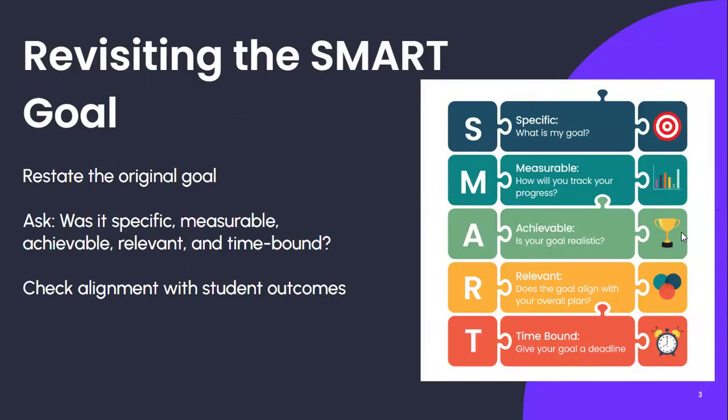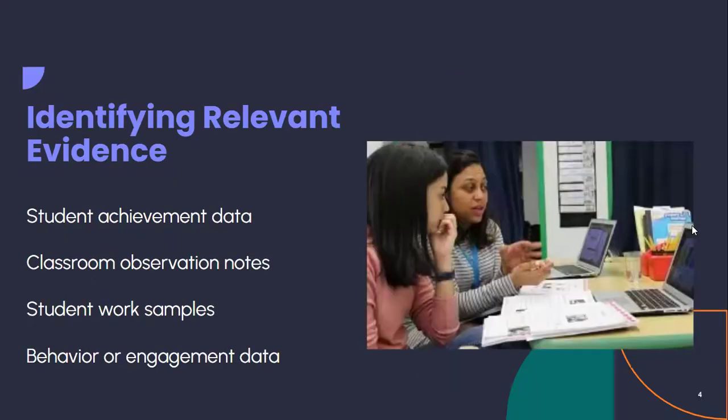Begin evaluation by revisiting the SMART goal. Restate it to ensure clarity. Ask yourself, was the goal clear and measurable? Did it directly connect to improving student learning or behavior outcomes? This provides the foundation for judging whether the plan was successful. So we've got to go back to those SMART goals, and use them to hold you and the mentee accountable for the success of the coaching plan.